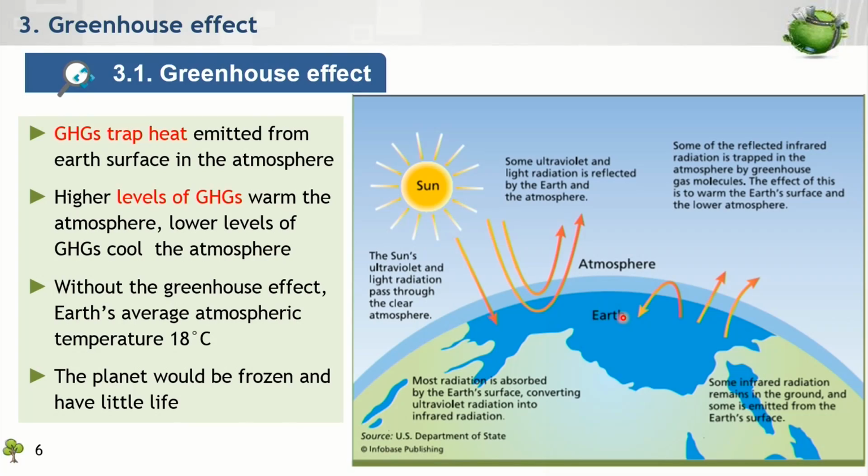The level of greenhouse gas in the atmosphere can have a direct impact on the atmospheric temperature. If the concentration of greenhouse gas in the atmosphere increases, the Earth's surface temperature would also increase. In contrast, if the greenhouse gas concentration is lower, the Earth's temperature will also become lower.